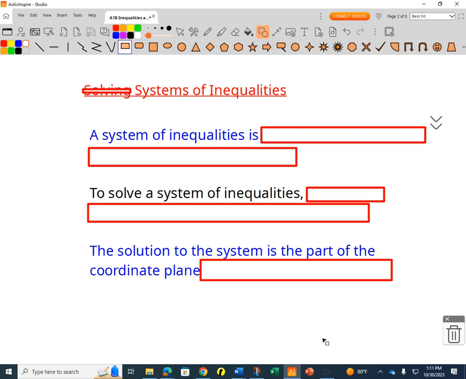So anybody want to take a guess at what a system of inequalities is? Taj, take your earpods out for me, bud. Thank you.